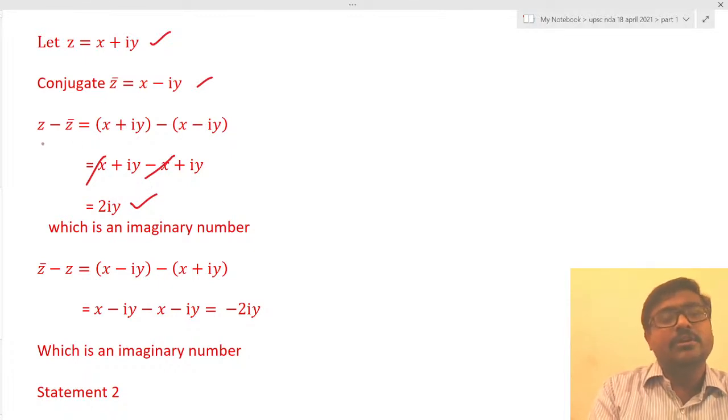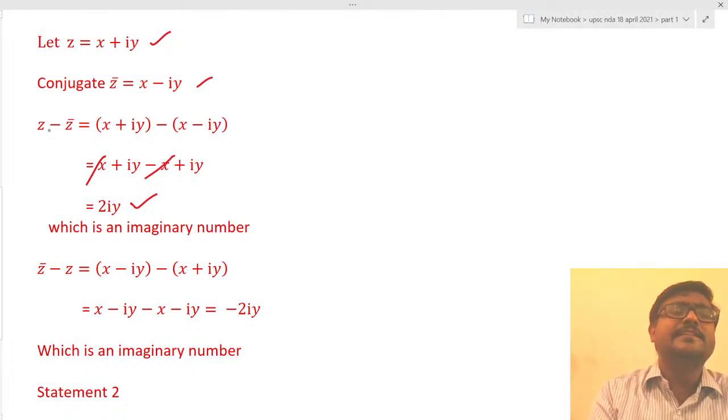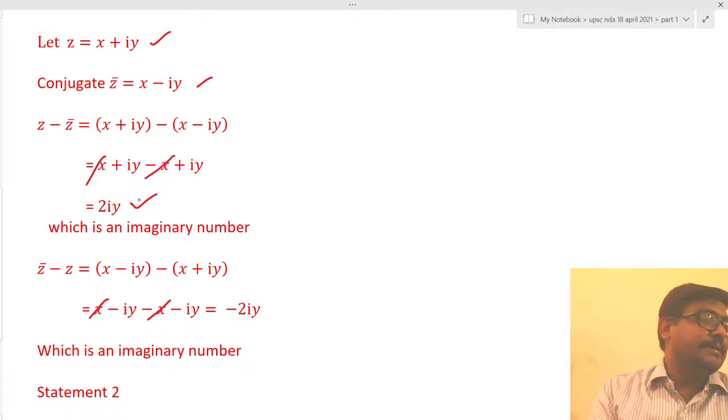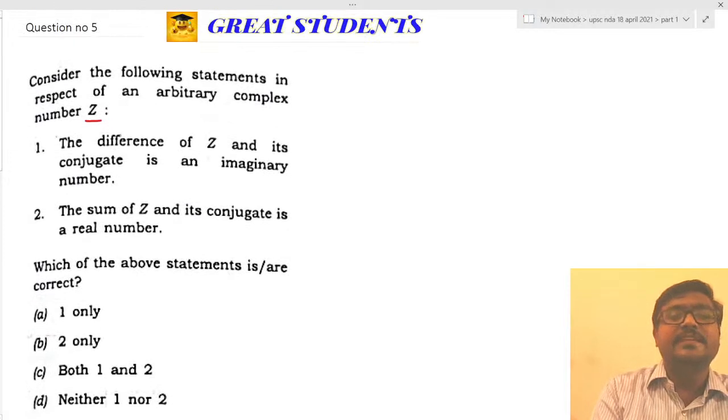My question is, why should it be z minus z bar? Why can't it be z bar minus z? So I check another case also. Taking z bar minus z: x minus iy minus x plus iy. When the minus goes inside, it becomes minus x minus iy. Now x minus x is gone, so minus 2iy will be coming. So this is also imaginary. So z minus z bar or z bar minus z, both differences give an imaginary number.